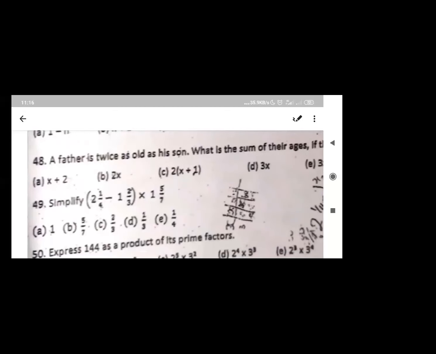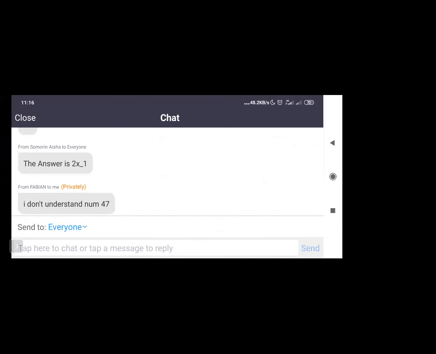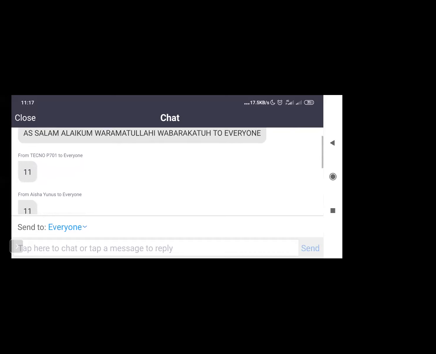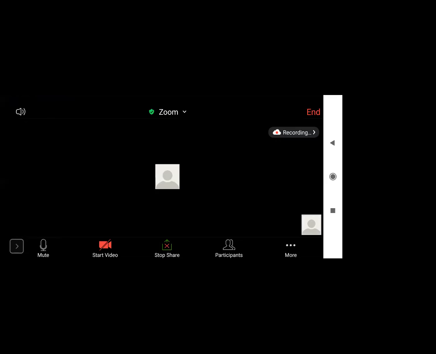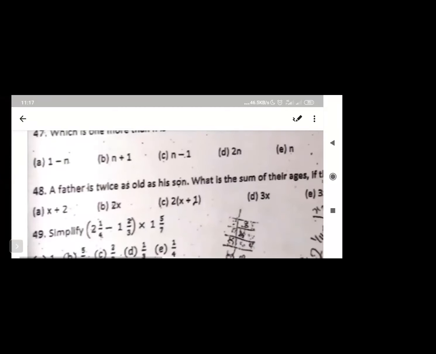Let me open this and see if anybody has anything to say. Okay, the answer is 2x minus 1. Okay, I don't understand number 47. You have started giving me very good responses. I will explain number 47 again. Somebody said it doesn't make sense.